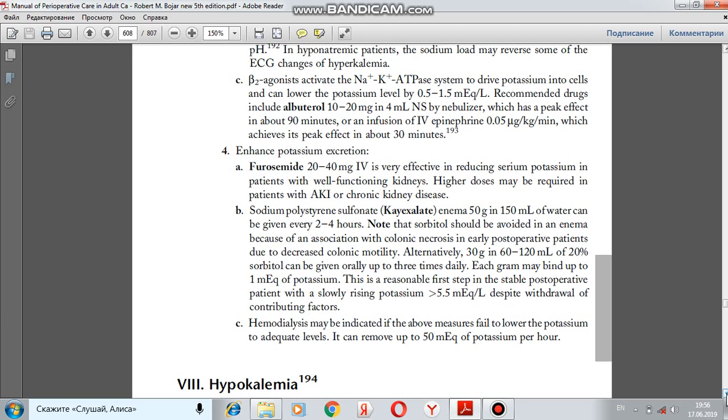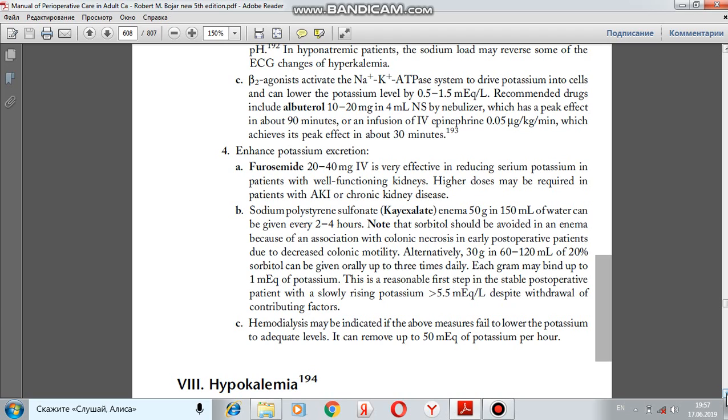Note that sorbitol should be avoided in an enema because of an association with colonic necrosis in early postoperative patients due to decreased colonic motility. Alternatively, 30 grams in 60 to 120 milliliters of 20% sorbitol can be given orally up to 3 times daily. Each gram may bind up to 1 milliequivalent of potassium. This is a reasonable first step in the stable postoperative patient with a slowly rising potassium more than 5.5 milliequivalents per liter despite withdrawal of contributing factors.